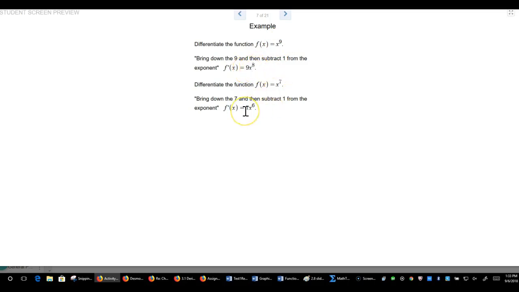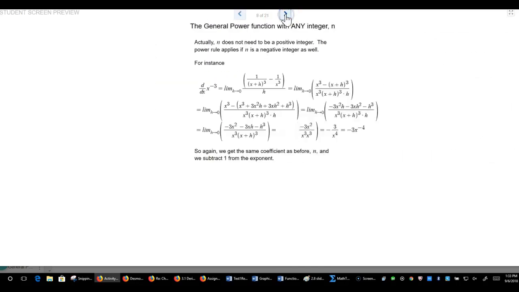Now let's look at another power function, but this time let's let that power be negative as well, a negative integer. So let's say d dx of x to the minus 3rd power. Well, again, deriving it from the limit definition, we have our difference quotient. Here we have found a common denominator. I multiplied that h by the denominator.